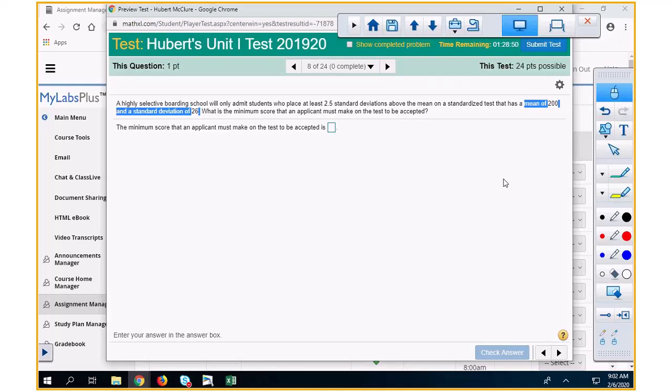Draw the curve. Draw the curve. So do it. Well, I don't know what to do. Draw the curve, then look at the question. This is a Z-score problem.